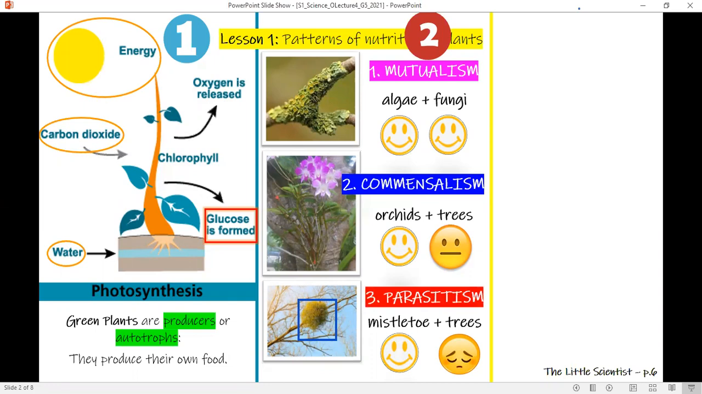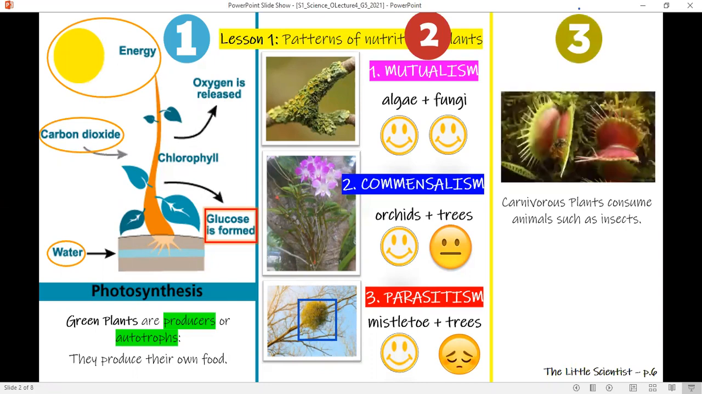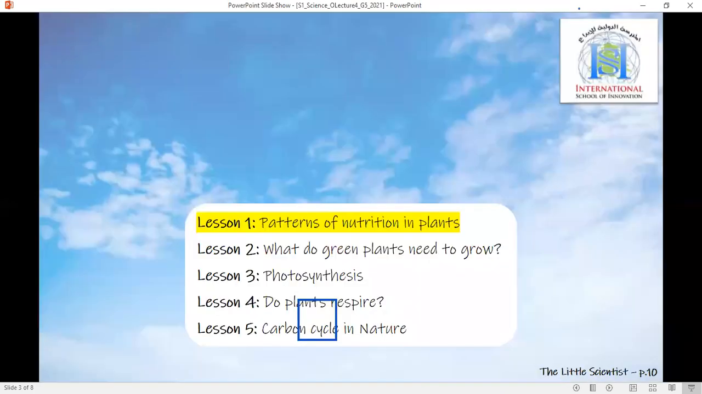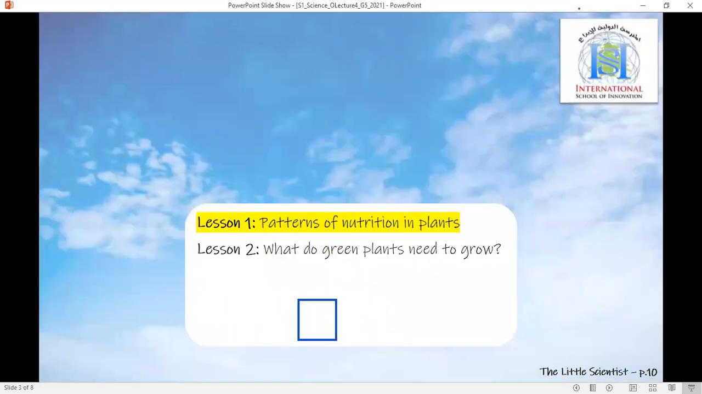The last type of plants is the case of the carnivorous plants that consume animals like insects, like frogs, like mice. These plants, guys, are producers, but the food they produce isn't enough, so they need to find another way. What do they do? They consume animals. Let's focus now on green plants.